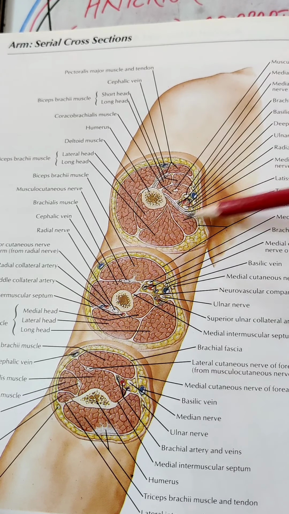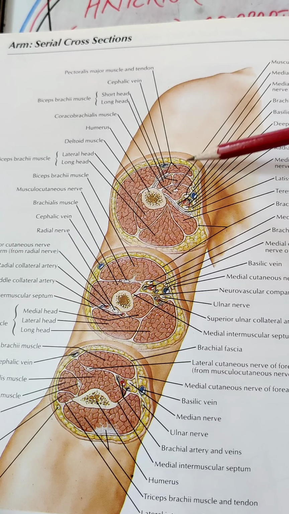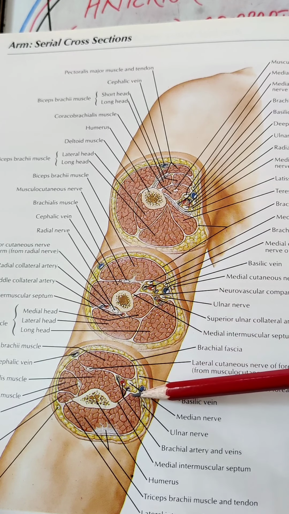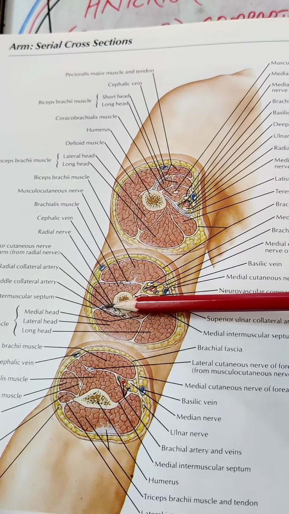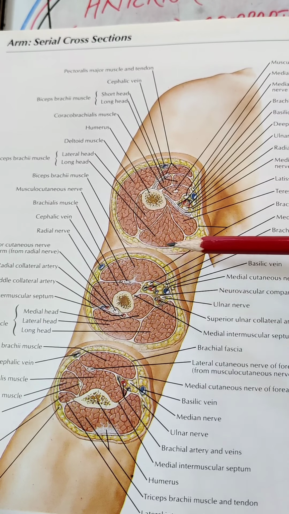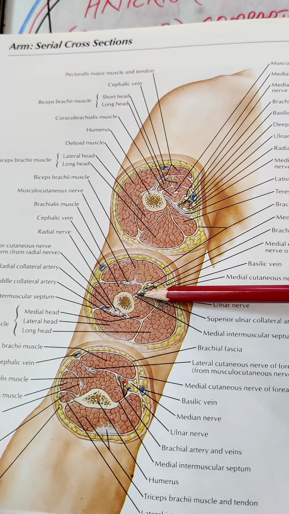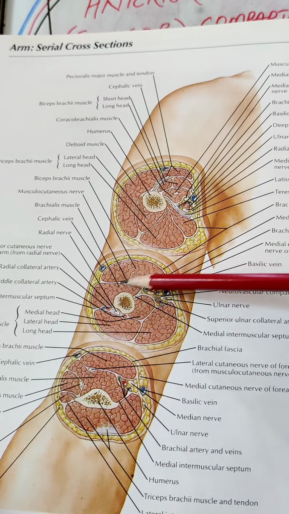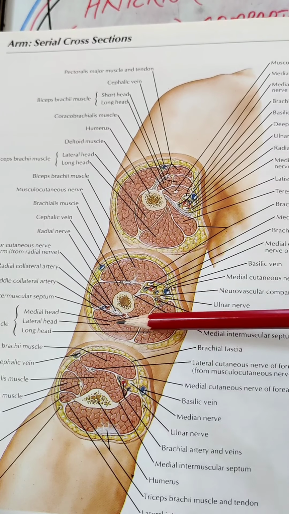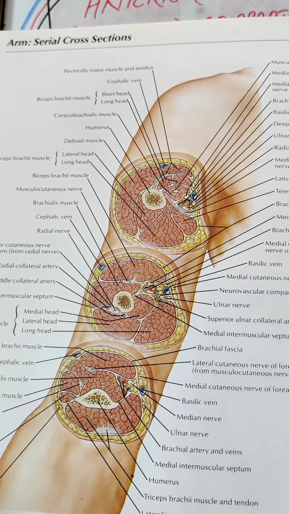So in the upper part you will see the Coracobrachialis, but you will not be able to see it in the lower cross sections. But you can see that this is the lateral intermuscular septum, and then this would be the medial intermuscular septum. Then you have the biceps brachii muscle, you have the brachialis, and then you have the three heads of the triceps here.